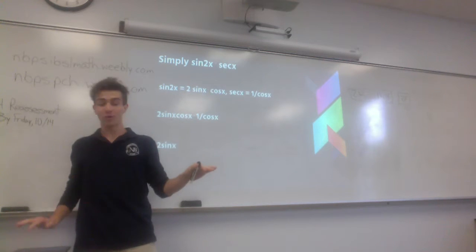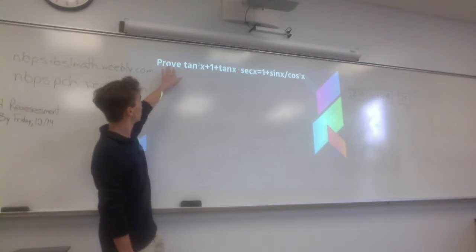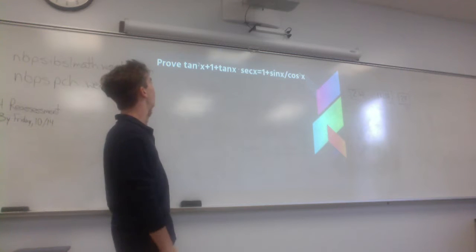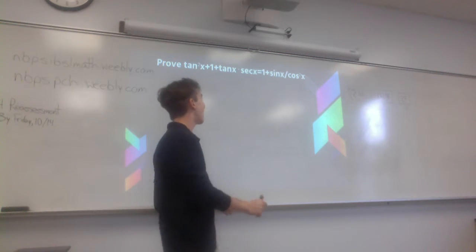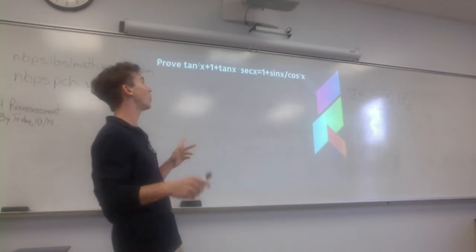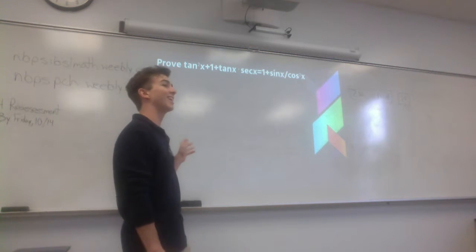Now let's do one a little bit more complicated. So prove tangent squared x plus 1 plus tangent x times secant x equals 1 plus sine x over cosine squared x.